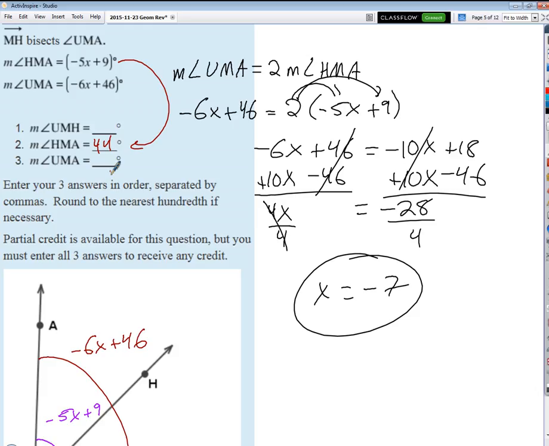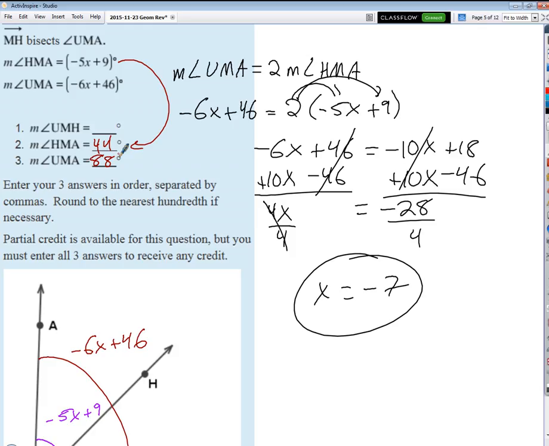What should I probably get for UMA then? UMA is the big one. So what should it be? 88. We could check it. Negative 6 times negative 7 is 42. Positive 42 plus 46. Sure enough, I get 88.